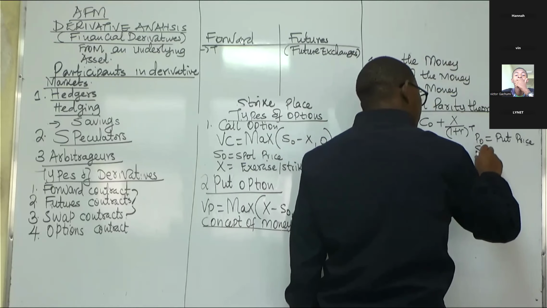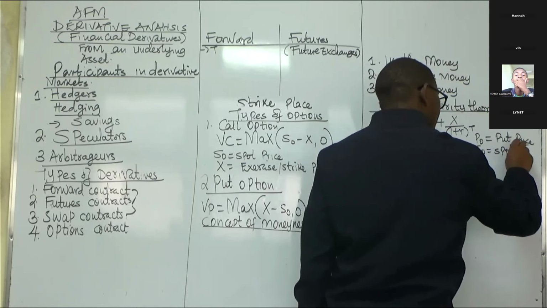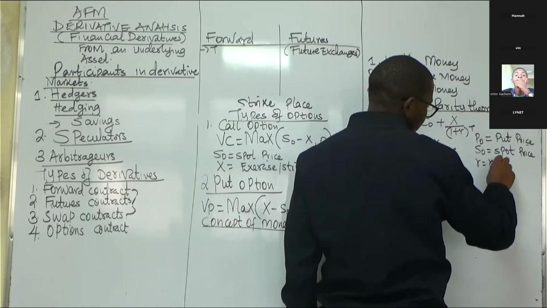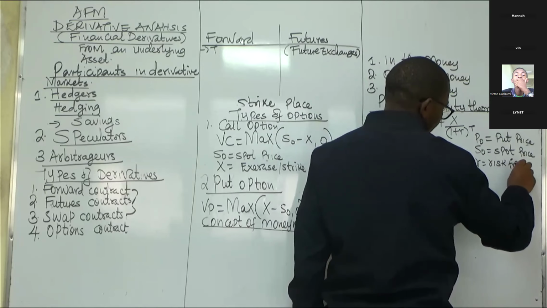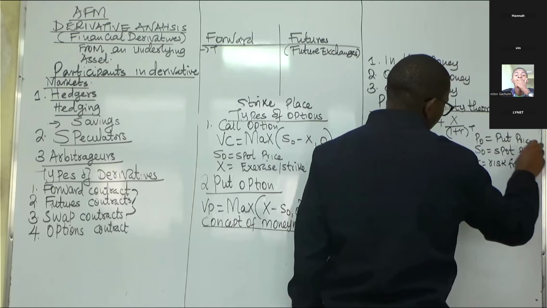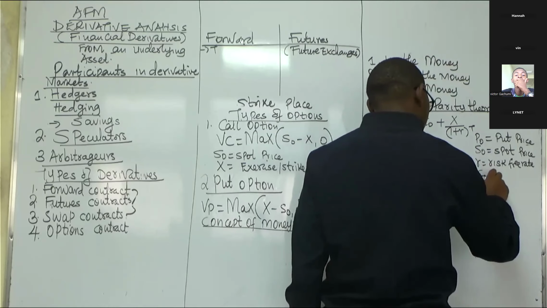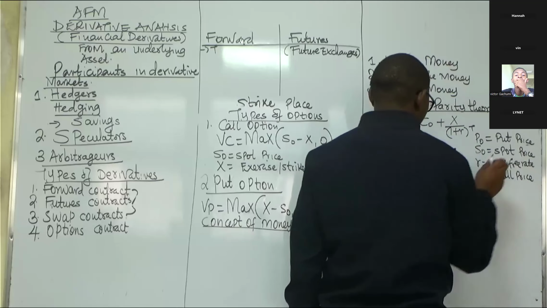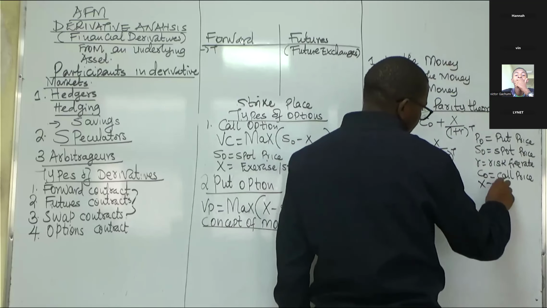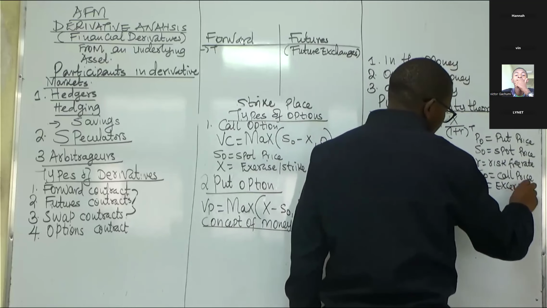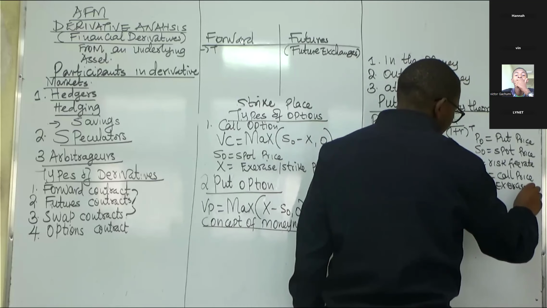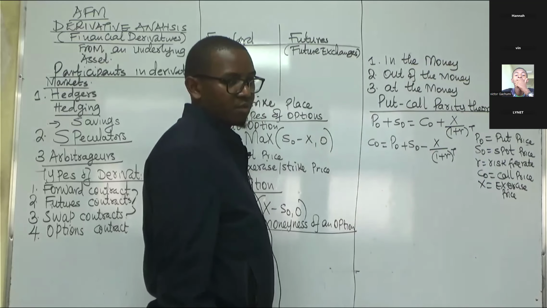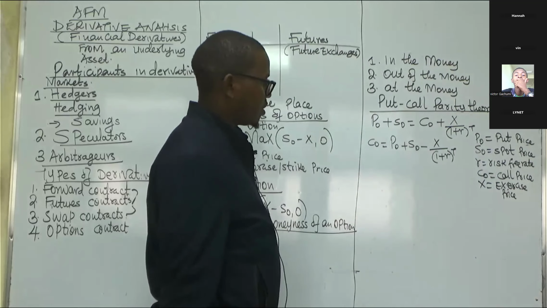When I talk of PO, this is the put price. When I talk of SO, it is the spot price. When I talk of R, it is the risk-free rate. When I talk of CO, it is the call price. And the exercise price is the exercise price.